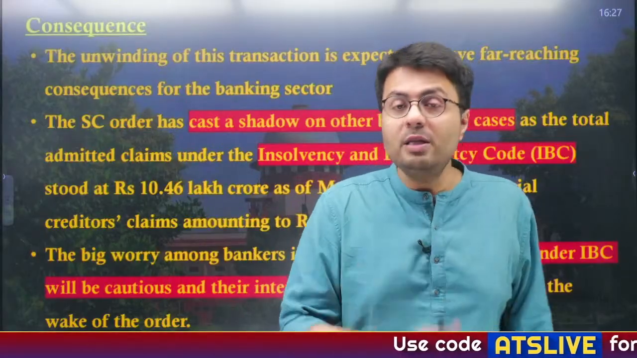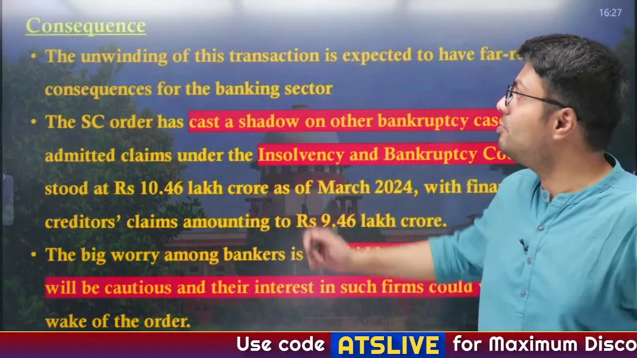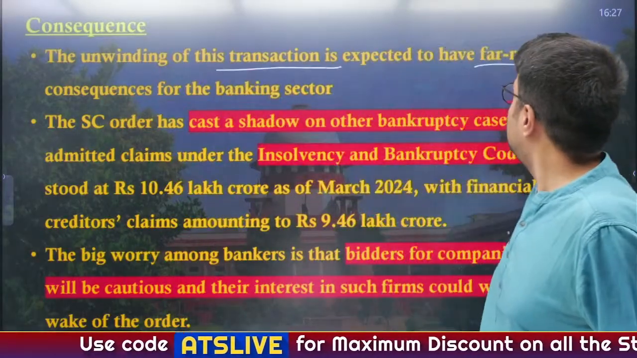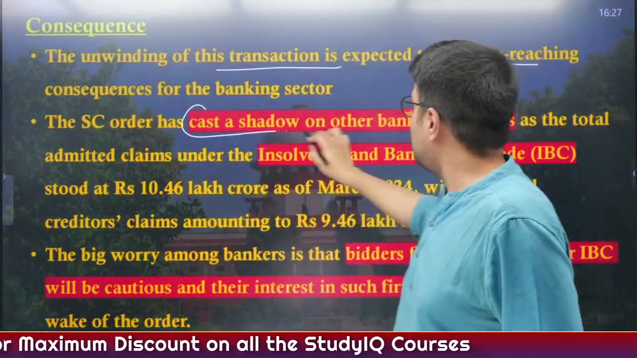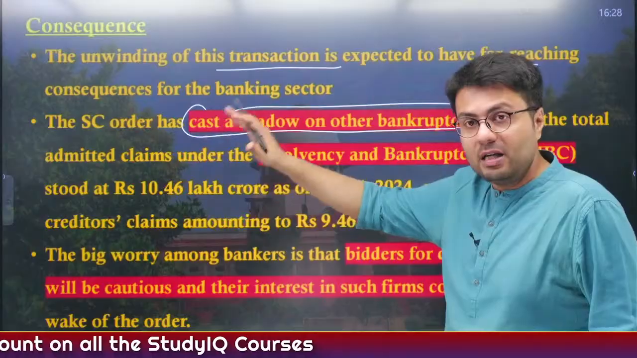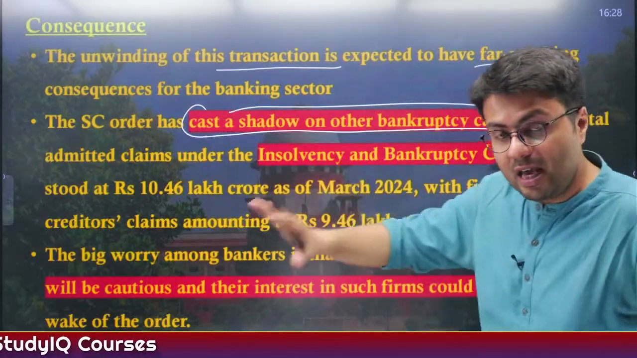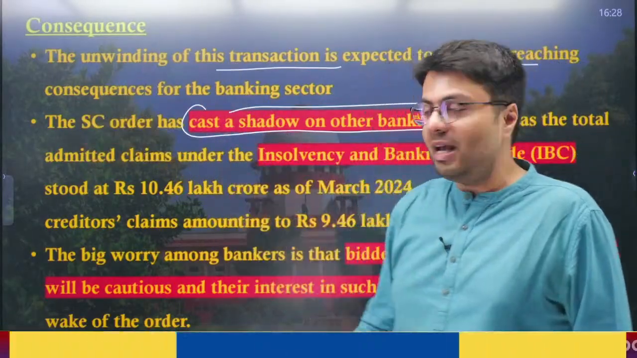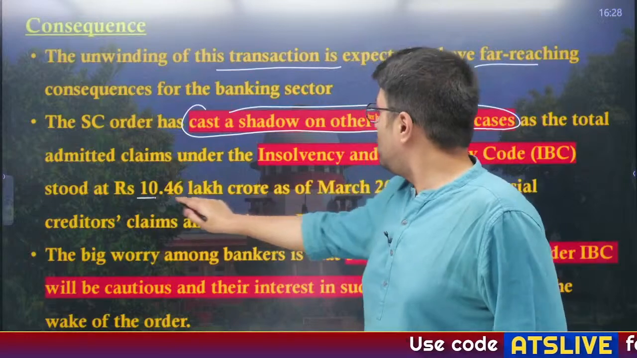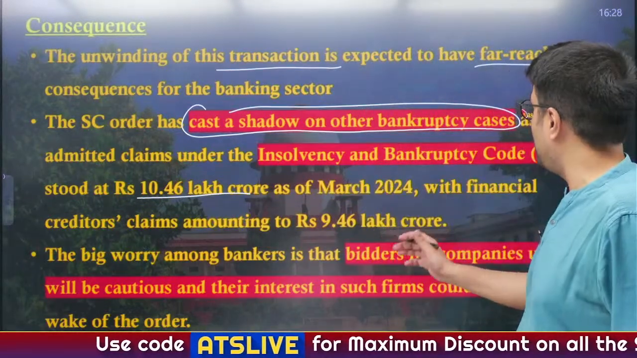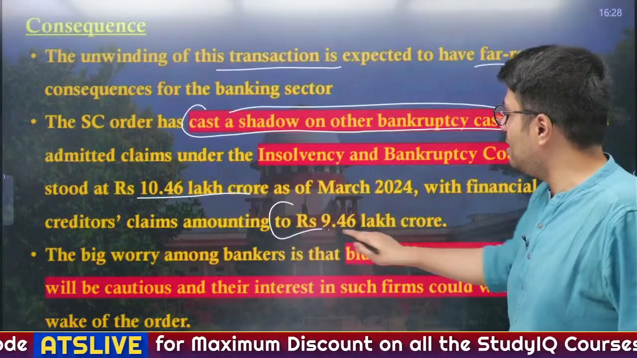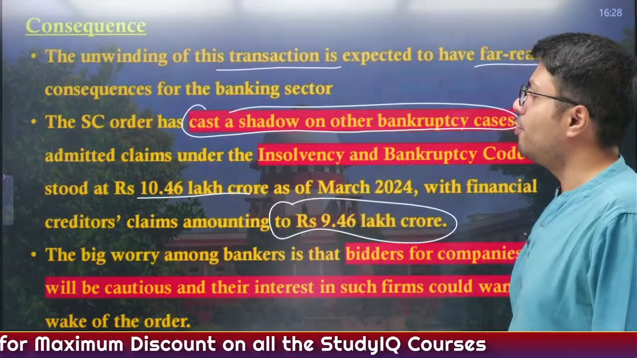Now the consequence of this liquidation rather than resolution is that the unwinding of this transaction has a far-reaching impact, particularly on our banking sector, as it casts a shadow on other bankruptcy cases, because now the creditors will feel, other cases which are in the Supreme Court, will they meet the same fate? Also, the total amount of money at stake is 10.46 lakh crore, and financial creditors are claiming to get 9.46 lakh crore rupees.